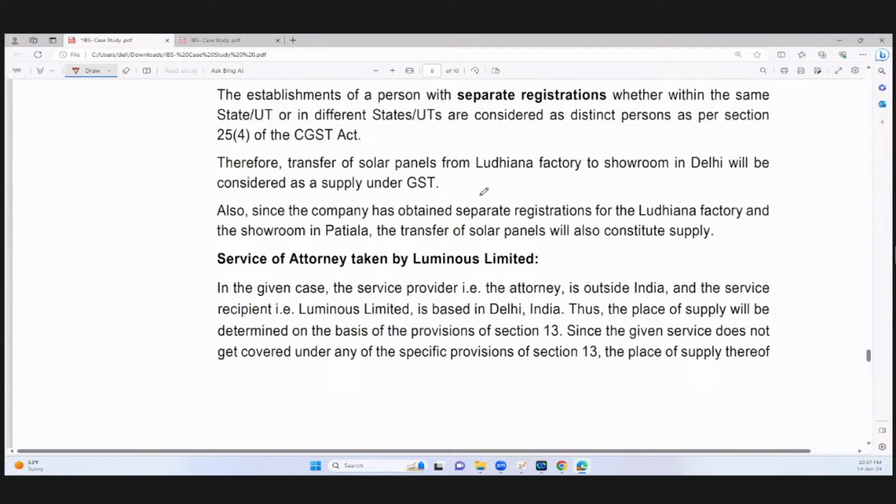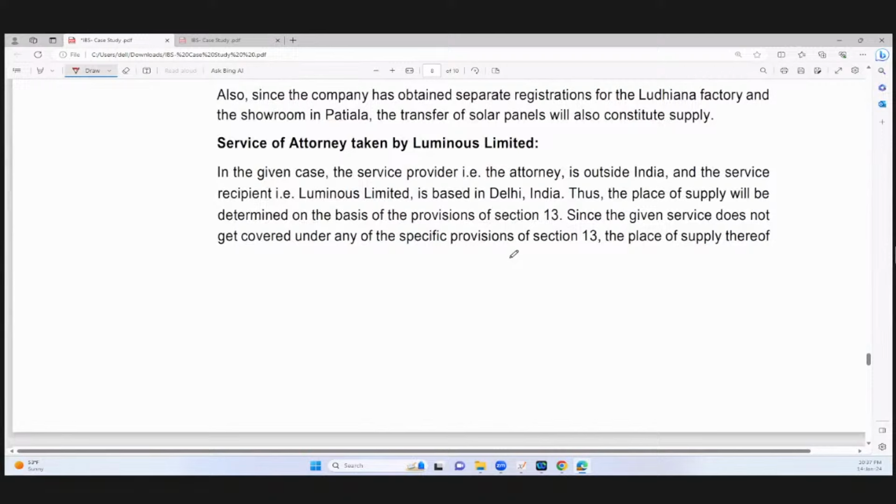Service of attorney taken by Luminous Limited. In the given case, the service provider is outside India. Now look, when does section 12 apply? Section 12 of the IGST Act becomes applicable when the recipient of the service and the service provider both are in India. And when one of them is outside India, here the service provider is outside India, then section 13 becomes applicable.